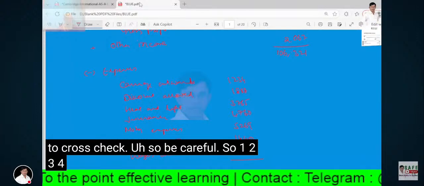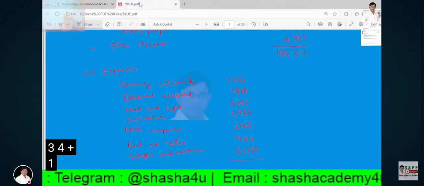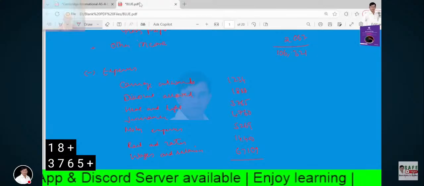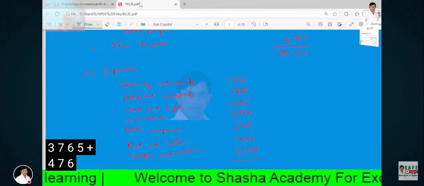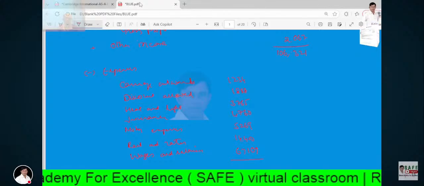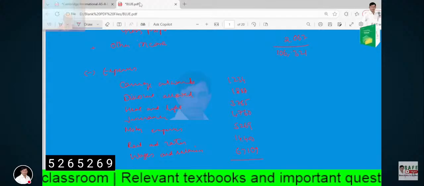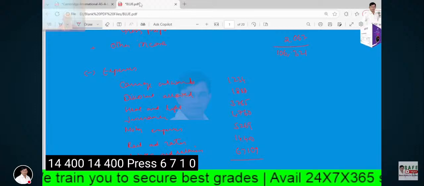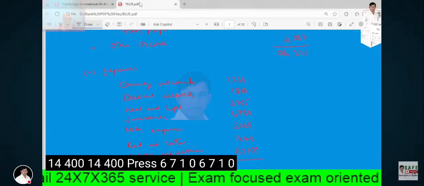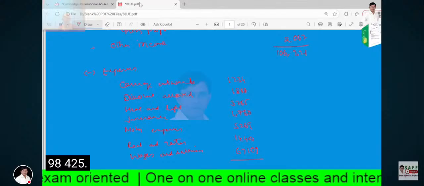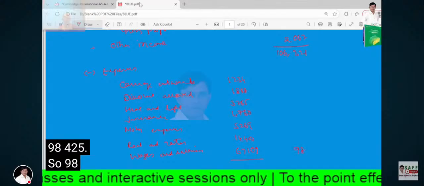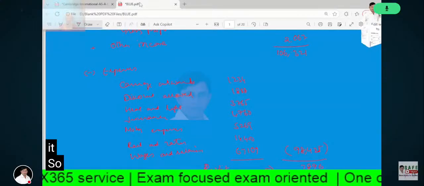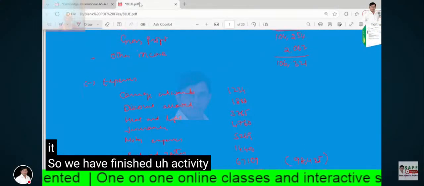So 1, 2, 3, 4 less, less, 7, 6, 5 less, 7, 7, 4, 2, 4. So we have finished activity 7.2.